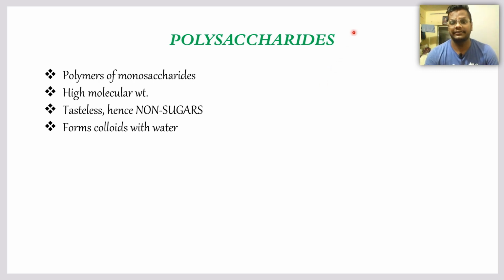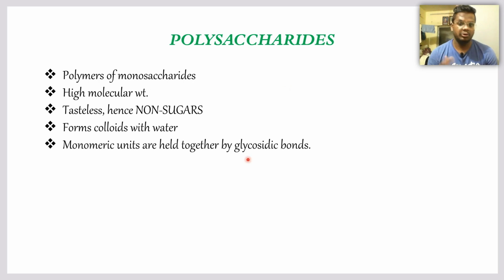What are colloids? Colloids are gel-like or mucus-like substances. They are non-crystalline substances which are insoluble in water, yet the particles do not settle. They are dispersed throughout the solution. So insoluble particles dispersed throughout the solution is what a colloid is. Whereas oligo and monosaccharides, what we saw, were soluble in water. They were crystalline, right?